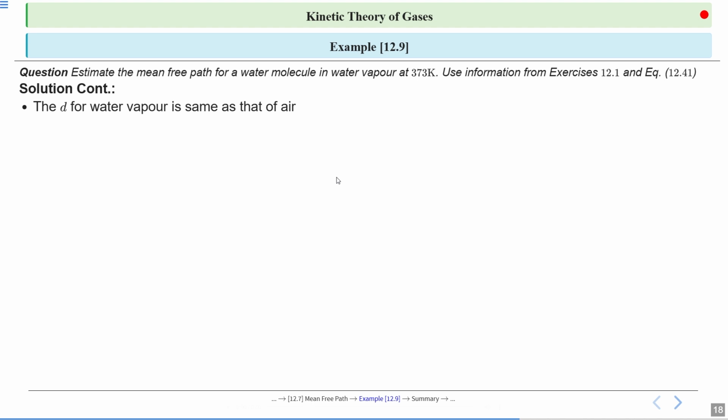So the d for water vapor is the same as that of air. This is an important assumption that simplifies our calculations, as it allows us to use known values for air in our equation. So number density is inversely proportional to the absolute temperature. This means that as the temperature increases, the number density decreases.